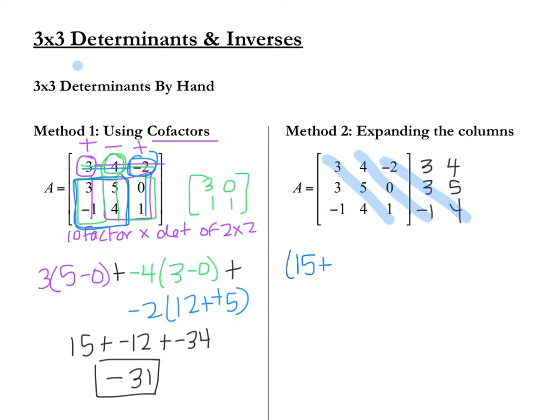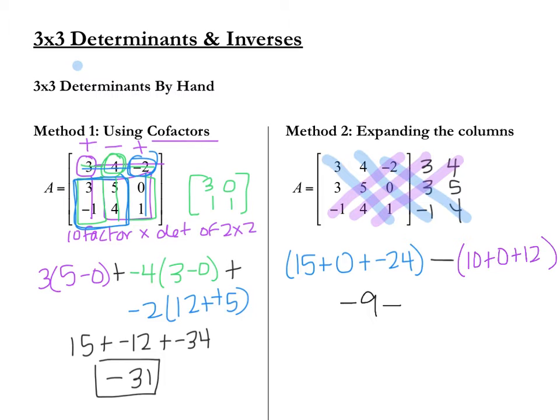So that's going to be 15 plus 0 plus, that's negative 6, negative 24. And then this is minus, just like when we do the diagonals of a 2x2. And then we're going to go the other way. We're going to do this diagonal, this diagonal, this diagonal. That's why we had to expand it so we could see all 3 diagonals. So that's going to be positive 10 plus 0 plus 12. So I get negative 9 minus 22, which gives me the same answer as negative 31. So just kind of a cool way to do it by hand.